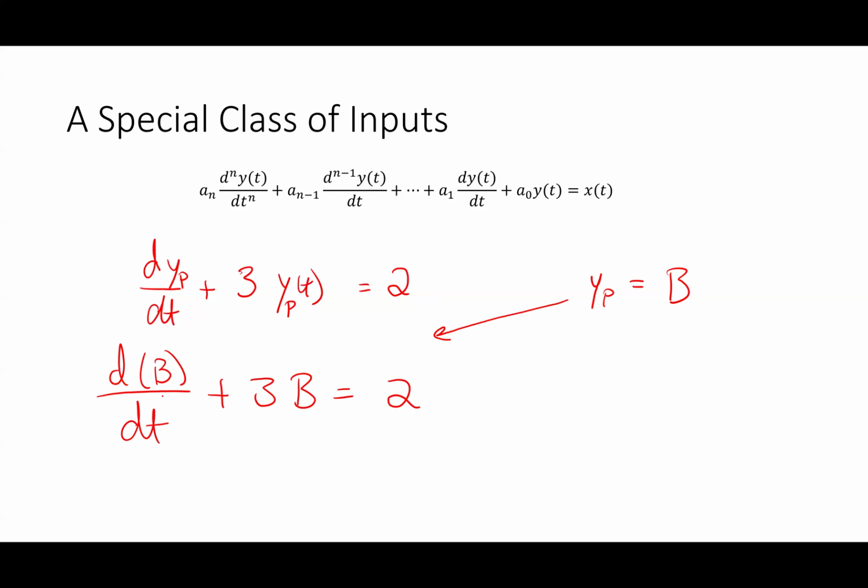What's the derivative of the constant B? 0. Okay. So that leaves me with 3B equal to 2. What's B equal to? 2/3. That tells me that if this came from an RC circuit that had a 2-volt source, I'd have to think about what this circuit actually looked like, but it would tell me that the final value of the voltage on that capacitor would be 2/3 of a volt.